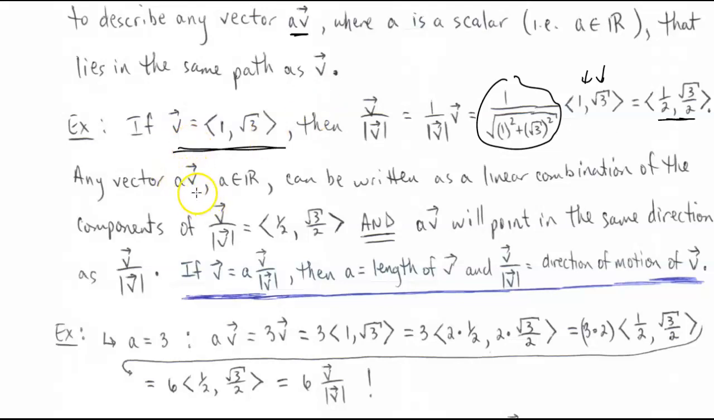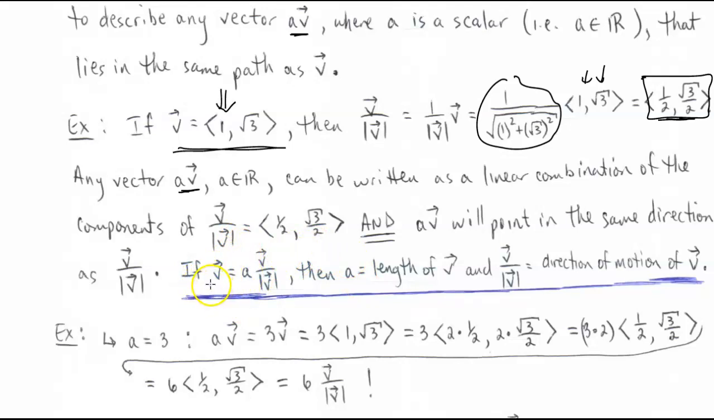Okay, so what I'm saying here is that any scalar multiple of this particular vector can be expressed as a linear combination of this unit vector, okay? And whatever vector I have is going to point in the same direction as this particular unit vector, okay?